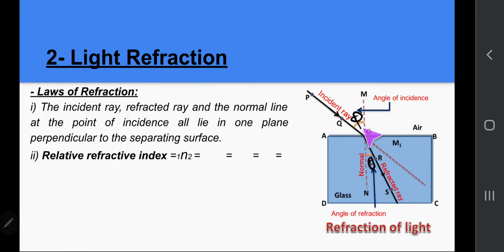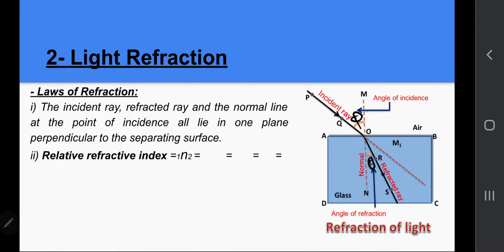But the first law of refraction: the incident ray, the refracted ray and the normal line at the point of incidence all lie on one plane, perpendicular to the separating surface or refracting surface. Okay, this is the first law.